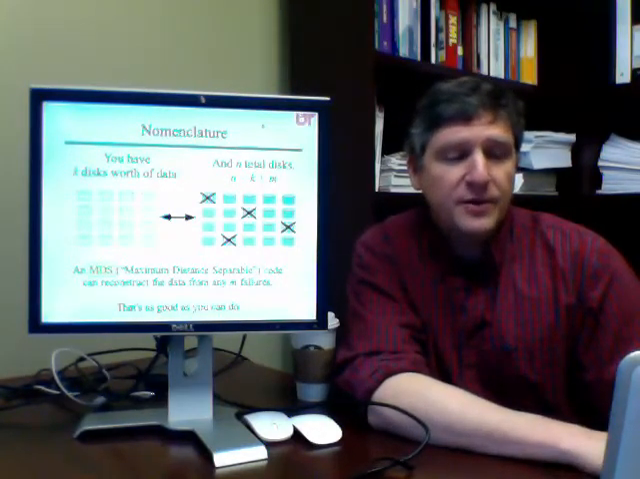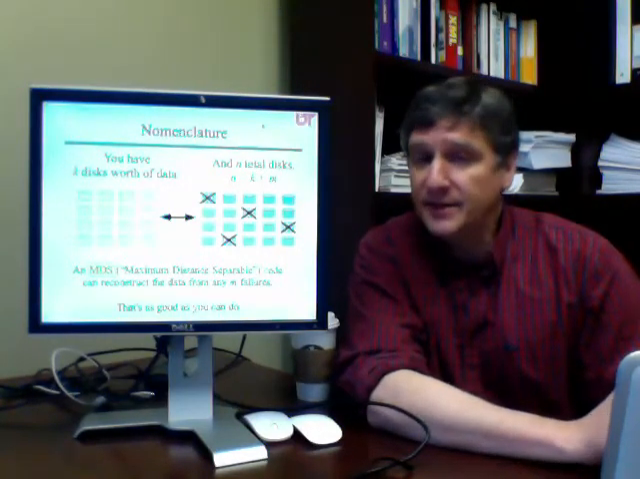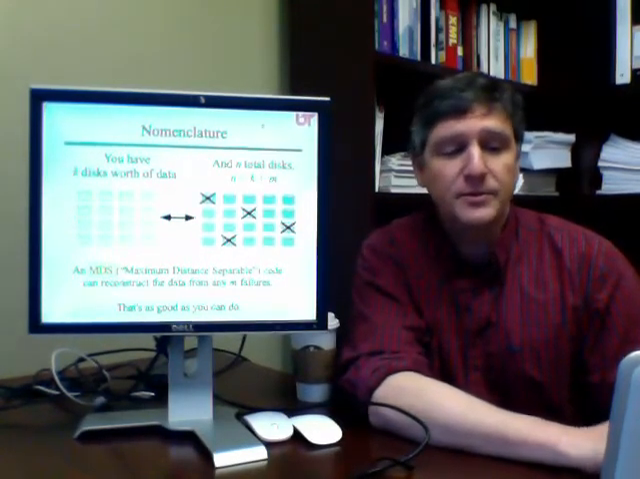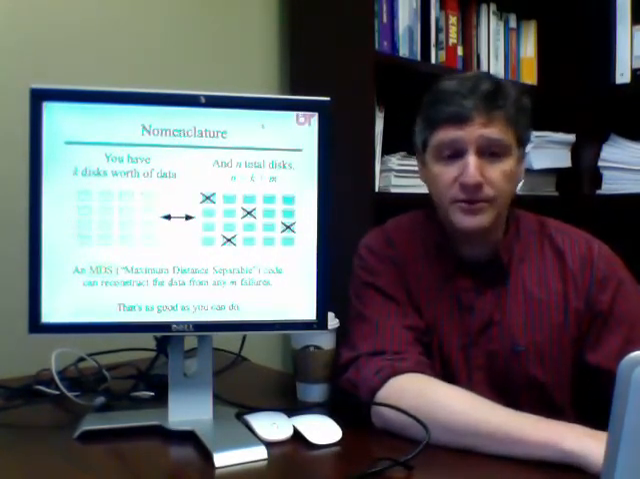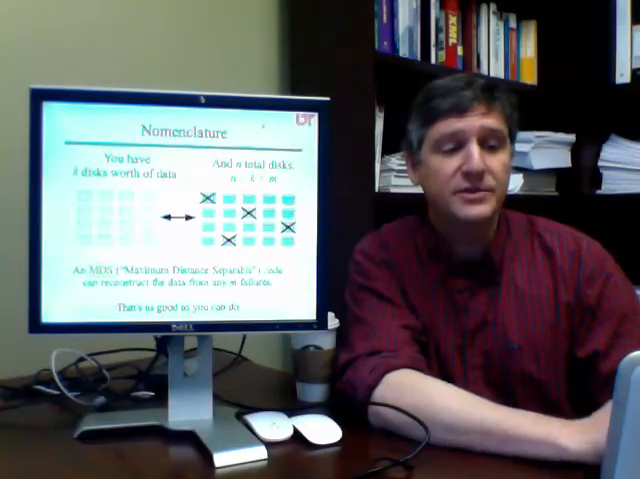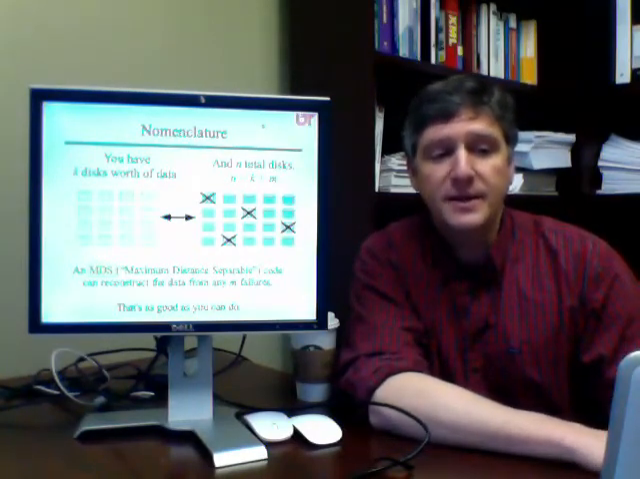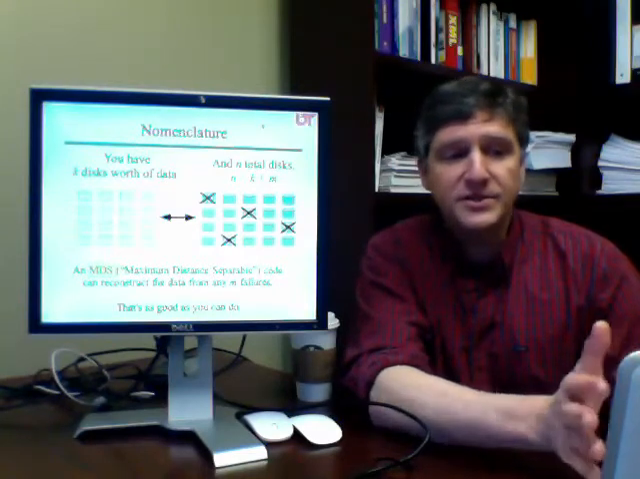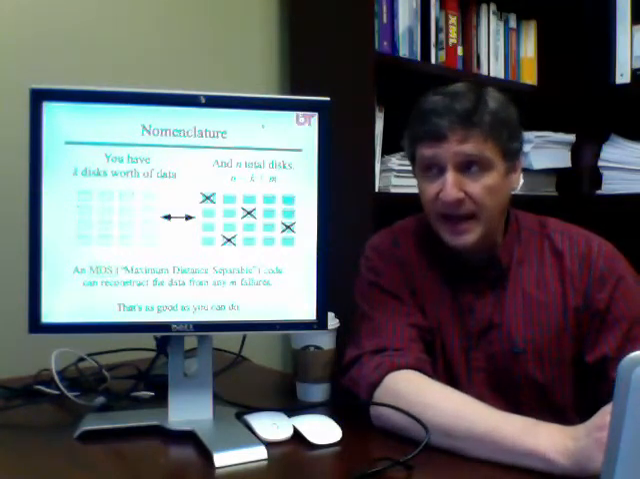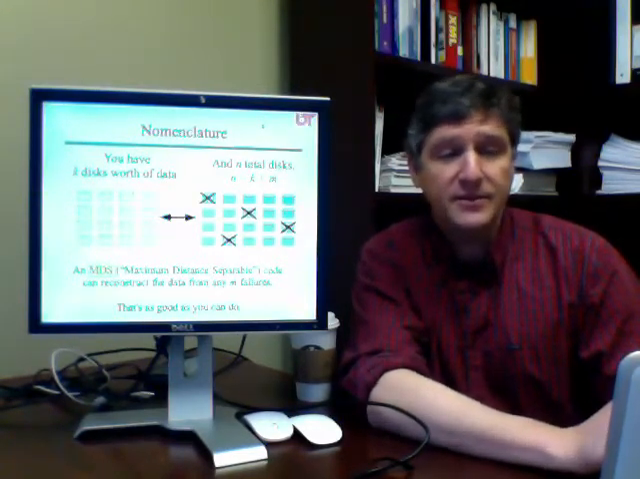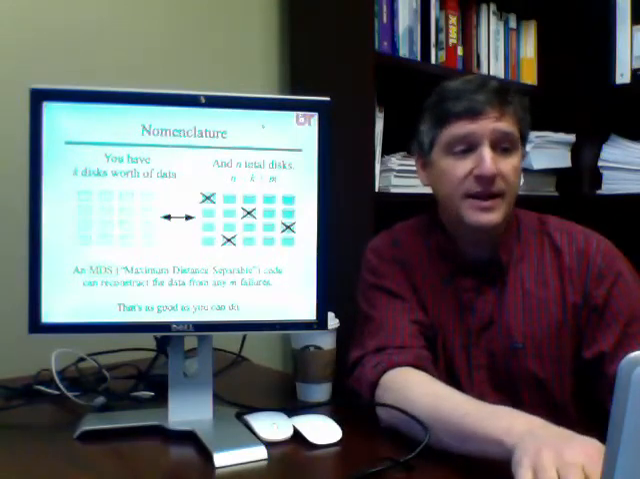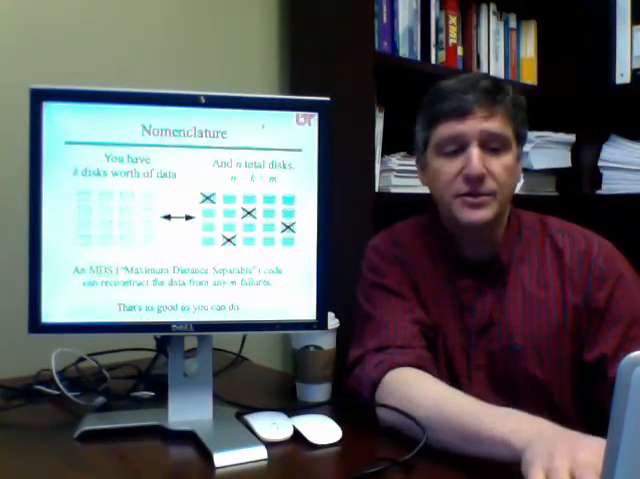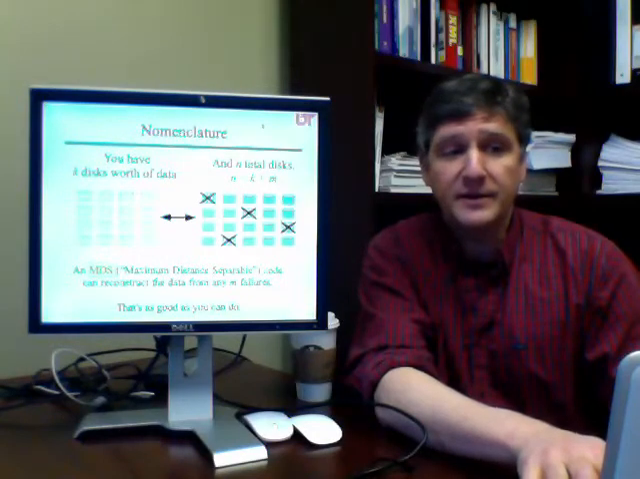There's a buzzword for erasure codes called MDS, standing for maximum distance separable, which I think is just a horrible, horrible term because it doesn't convey any intuition. But an MDS code means that you can tolerate any M failures. And it doesn't matter which disks fail, as long as M or fewer of them fail, an MDS code will allow you to read your data back. And that's as good as you can do from an information theoretic standpoint.